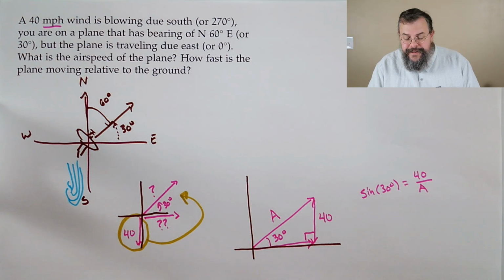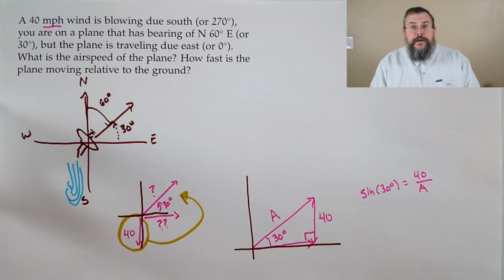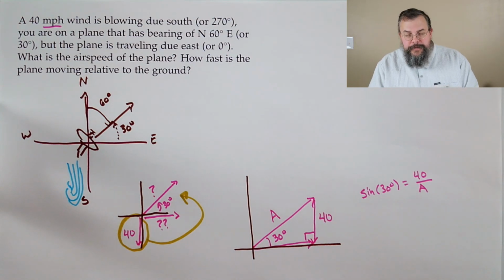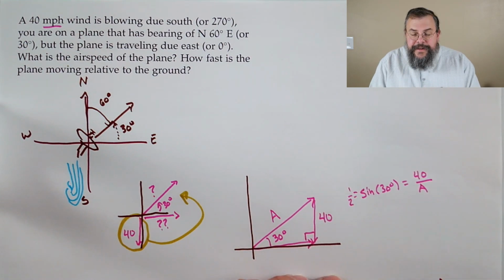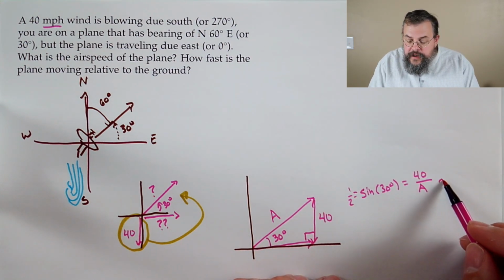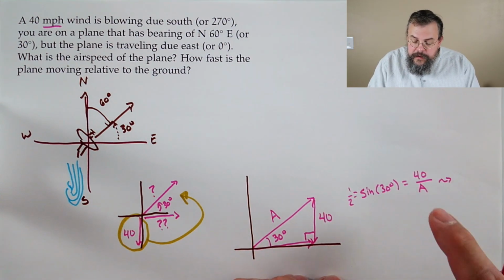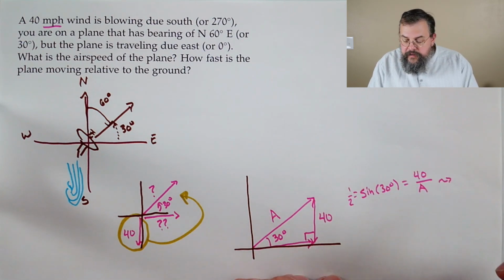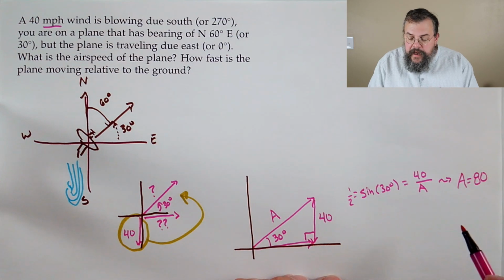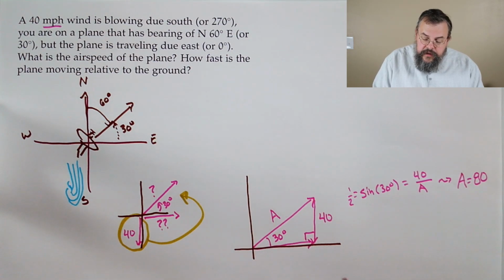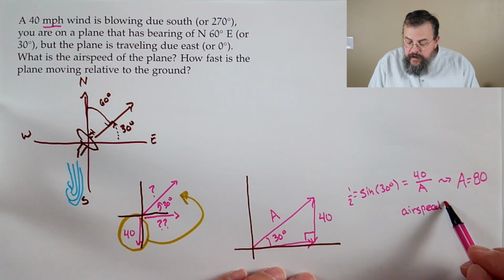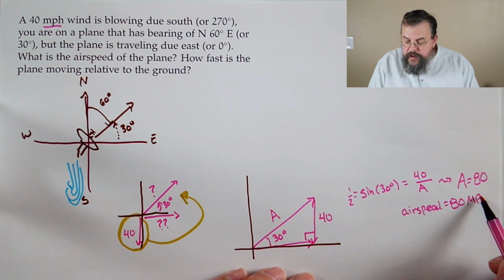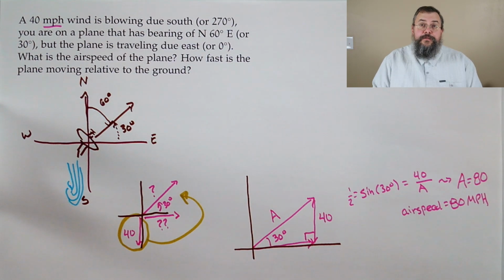Do you know it? It rhymes with schmaff. Well, that's not a great word, right? But it's 1/2. And so now if you rearrange, what do we get? Move the A across, move the 2 across, we get A equals 80. And that tells us our airspeed is 80 miles per hour. That's how fast we're flying through the air.